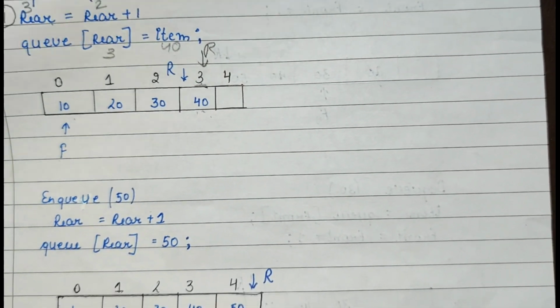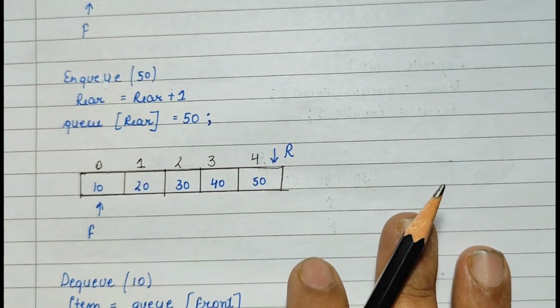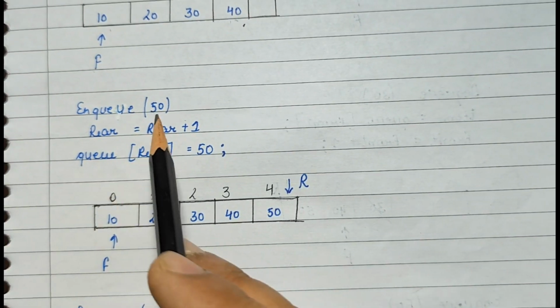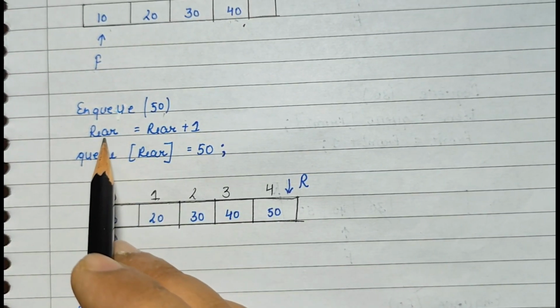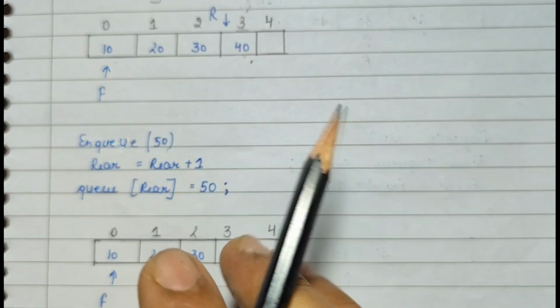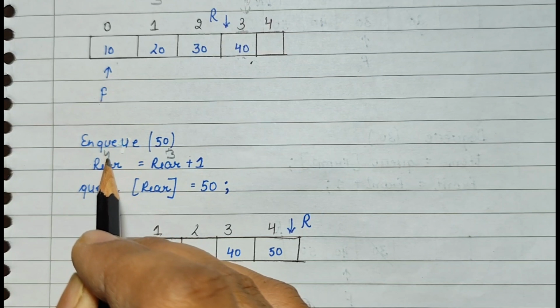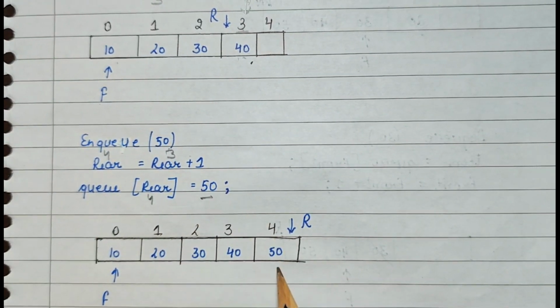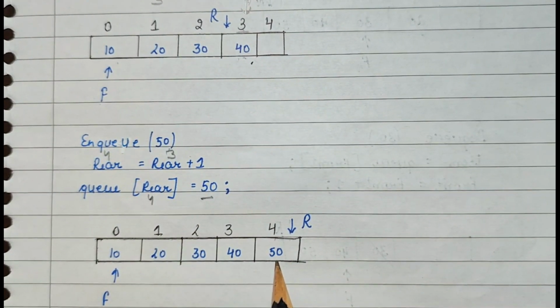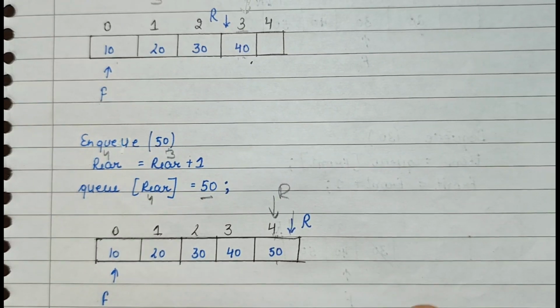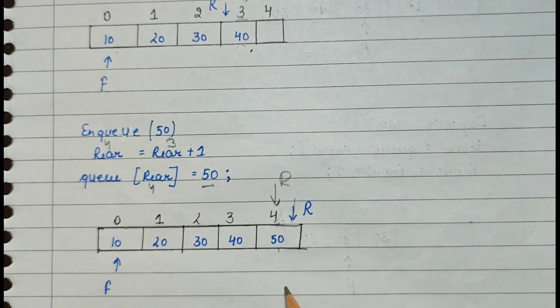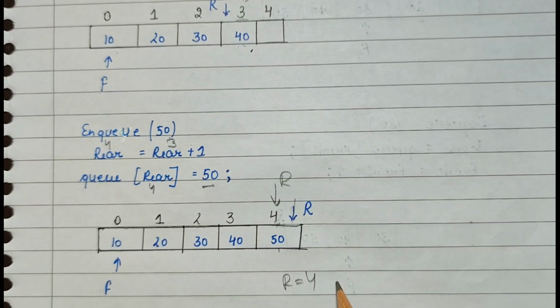Now we perform another Enqueue operation. Now we are performing Enqueue 50. So here, what is the last value of the rear? Last value of rear is 3. So 3 plus 1 is 4. Rear has a value 4. Q of 4 is equal to 50. So at the fourth index, 50 is inserted. Now rear points to the fourth index. So at this time, now Q is full. At this time, rear has a value 4, front has a value 0.